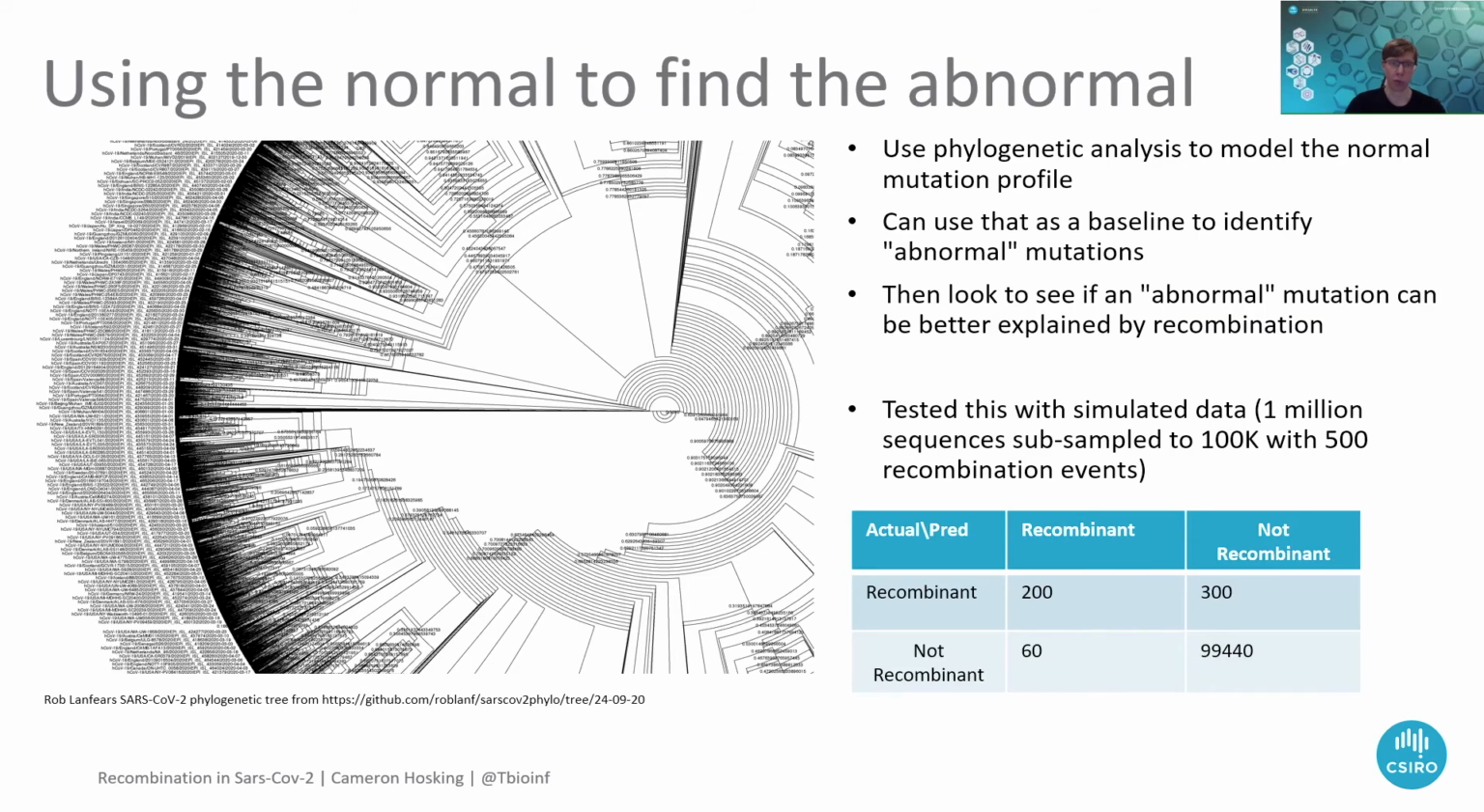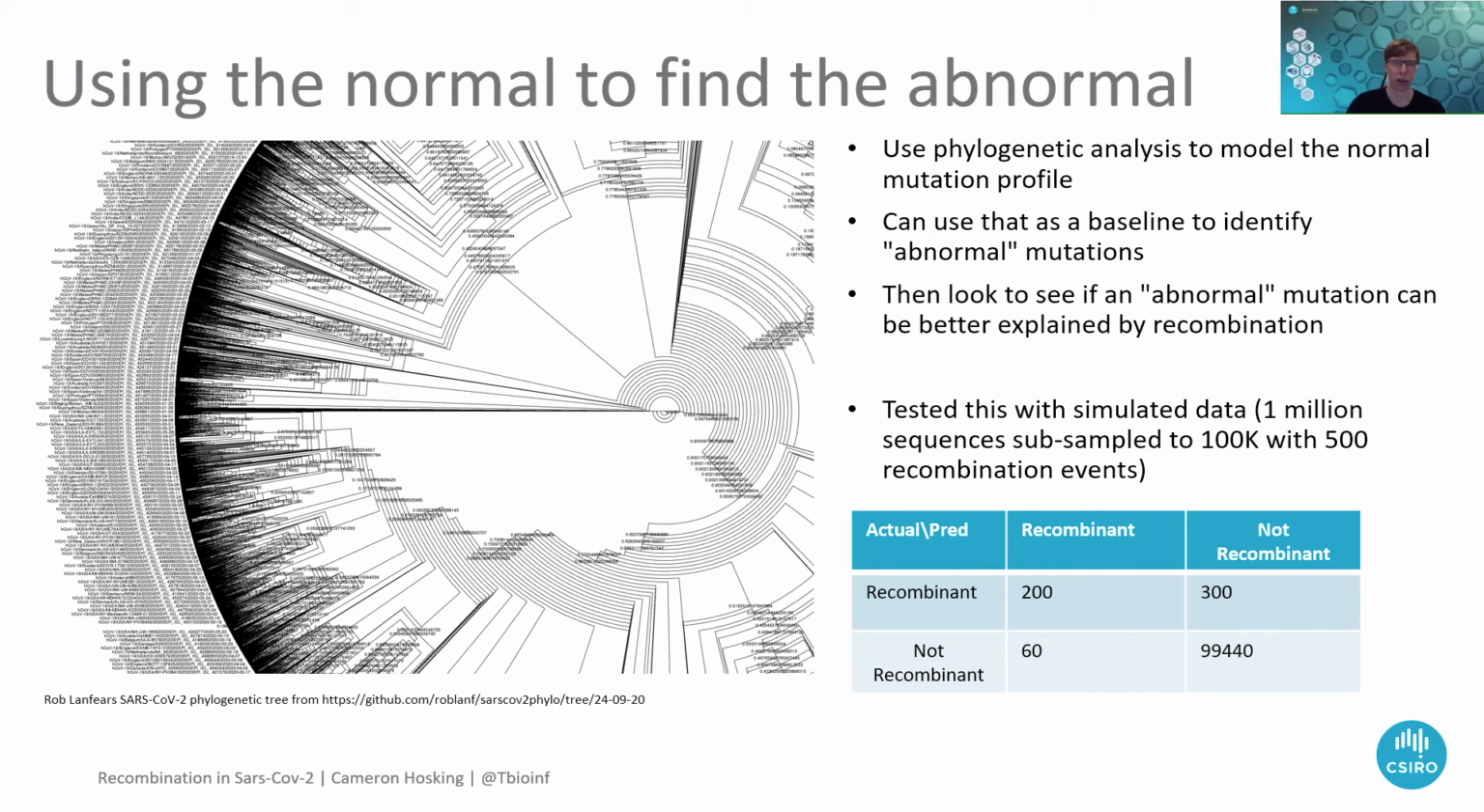To do this, we went back to the phylogenetic analysis and used the trees generated by Rob Lanfear to model what a normal mutation profile looked like, how often given mutations occurred, where they occurred, when they were carried forward, etc. Using this as a baseline, we were able to identify outliers. These outliers were relatively evolutionarily distant from their parents, even taking into account time duration between samples. When we found these outliers, we would then look to see if recombination could explain them better than regular mutations. We did this in a similar way as previous methods, doing pairwise comparisons with existing parents. However, instead of considering regions, we considered their sets of mutations.